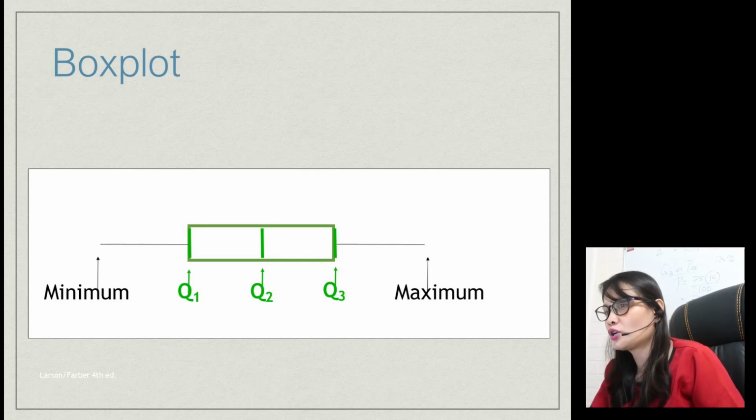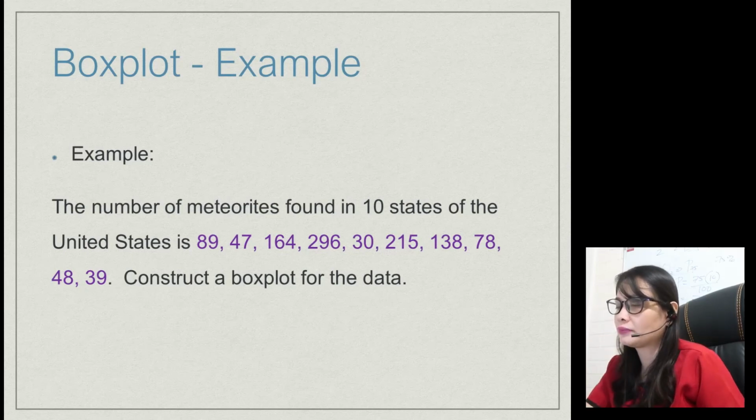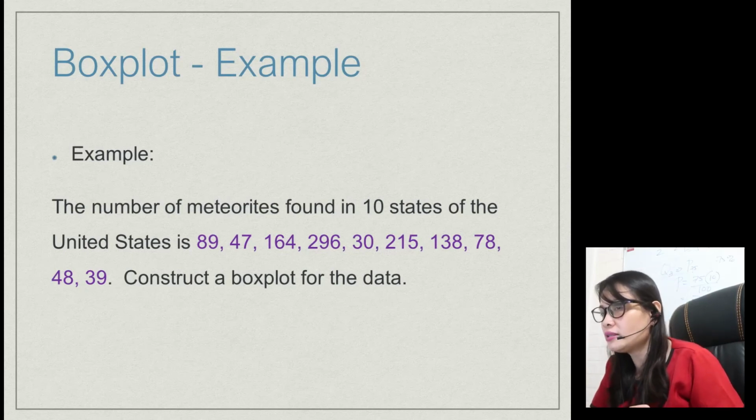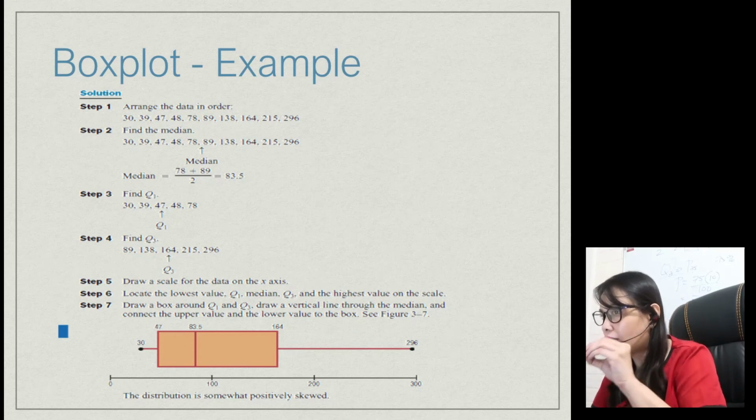Okay? So for example, the number of meteorites found in 10 states of the United States is 89, 47, 164, 296, 30, 215, 138, 78, 48, 39. Construct a boxplot for the data. Okay, so step 1, arrange the data in order from lowest to highest. So we have 30, 39, 47, 48, 78, 89, 138, 164, 215, 296.